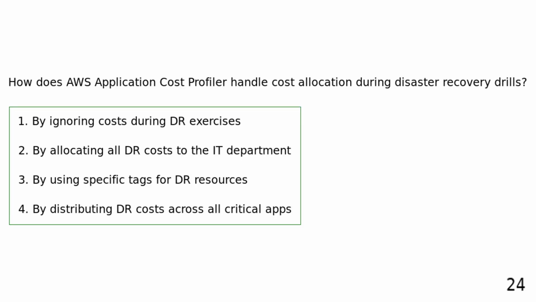How does AWS Application Cost Profiler handle cost allocation during disaster recovery drills? By ignoring costs during DR exercises. By allocating all DR costs to the IT department. By using specific tags for DR resources. By distributing DR costs across all critical apps.